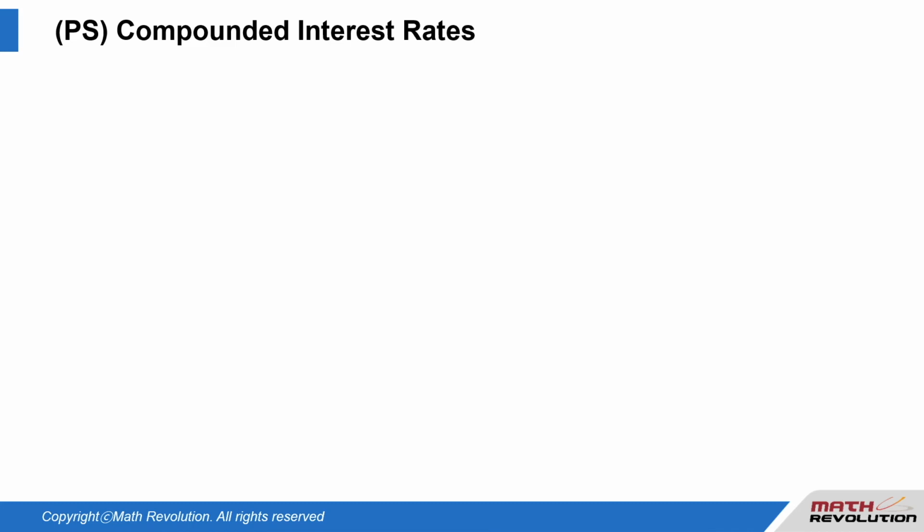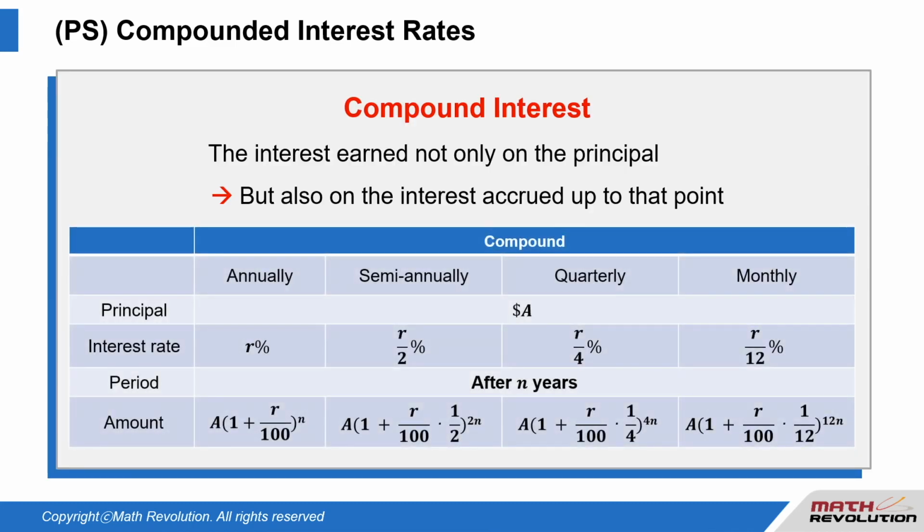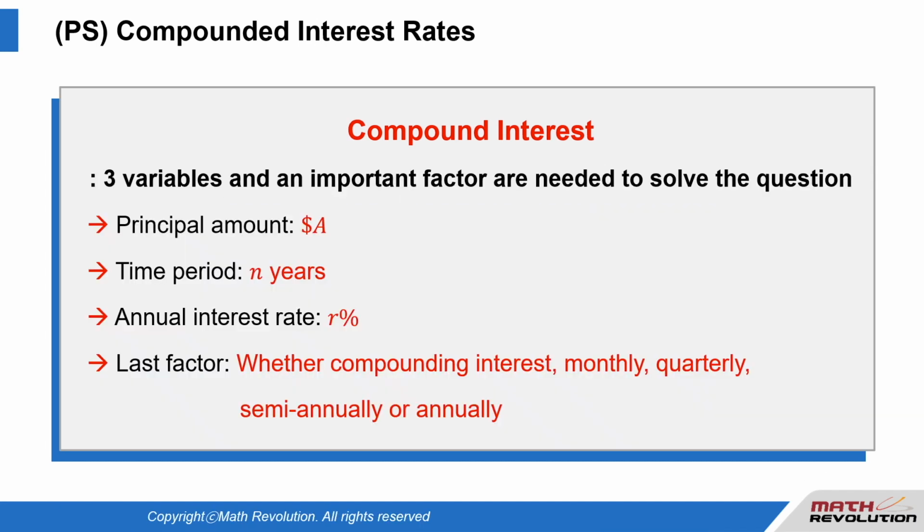In this video, we will be talking about compound interest rates. Compound interest is the interest earned not only on the principal, but also on the interest accrued up to that point. There are three variables and an important factor needed to solve a compound interest problem. The principal amount, we can call $A, a time period of n years, and an annual interest rate of R%. From there, the last factor is whether we are compounding interest monthly, quarterly, semi-annually, or annually.